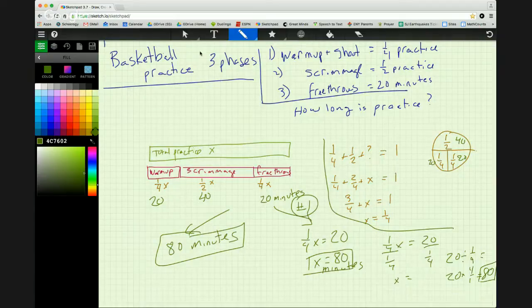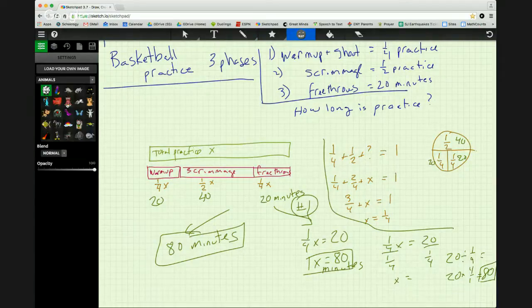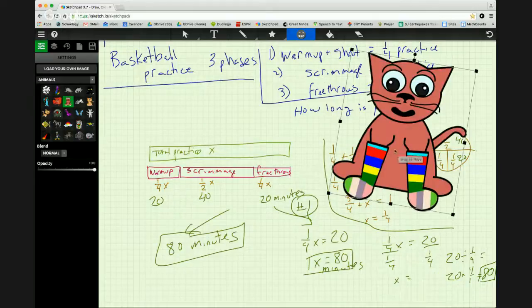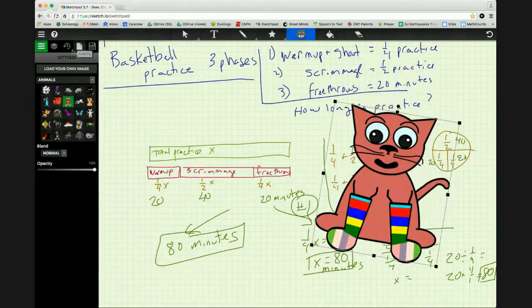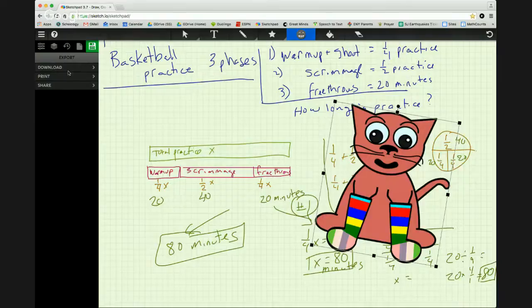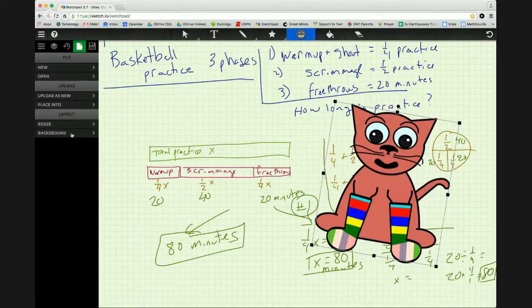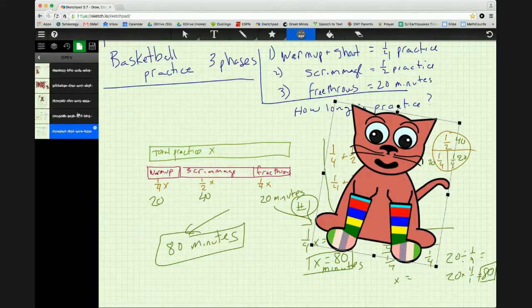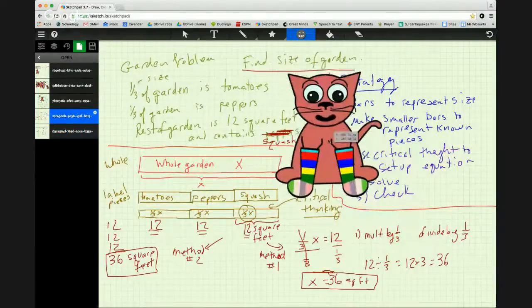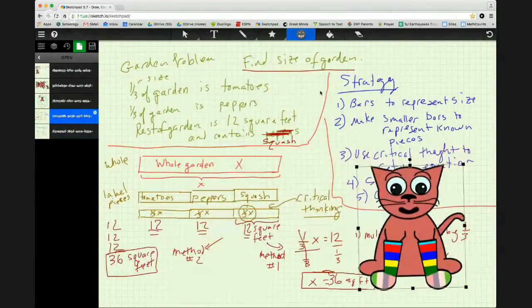Oh my goodness, you know what we forgot to do on our last one? Well, here we go. We got Happy Cat. Solve that one correctly. We've got to go back to our other problem and open it back up and put our Happy Cat on this one too, because we solved this one when we got our 36 feet.